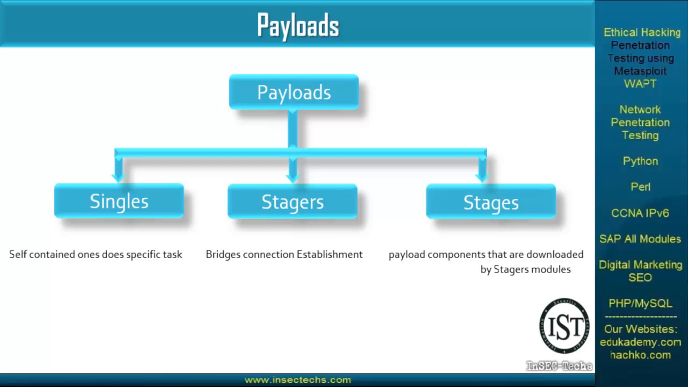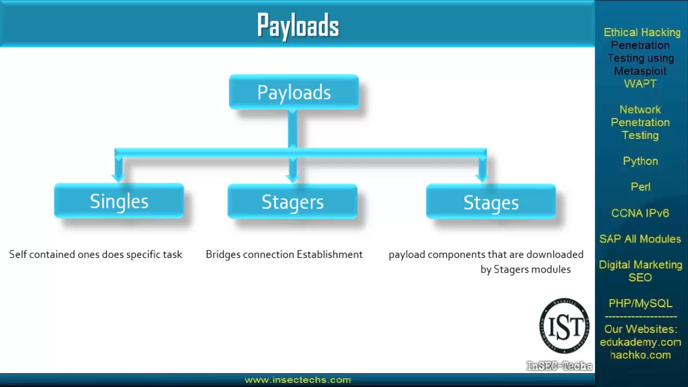Coming to the payload types defined by the Metasploit framework, it contains three different types of payloads: singles, stagers and stages. Single payloads are often called standalone payloads. Single payloads can perform a few kinds of tasks. The best example is creating a remote user. There is a payload called Windows Add User, which adds a remote user on the target machine.